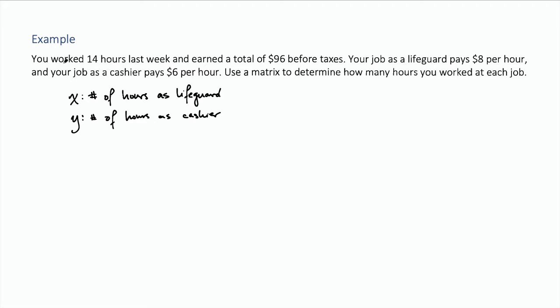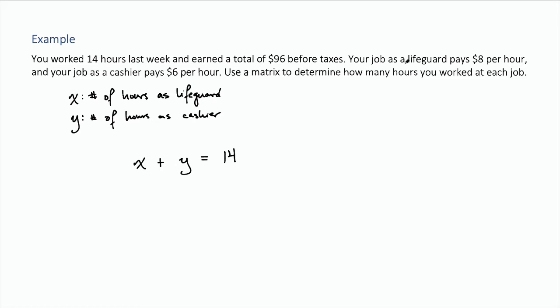Okay. Now we need to write some equations that represents the information we know. First of all, we know that you worked a total of 14 hours last week. So that's simply X plus Y. X plus Y is equal to 14. We also know that you earned $96 before taxes.